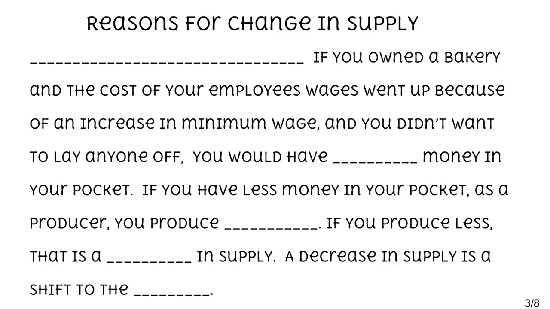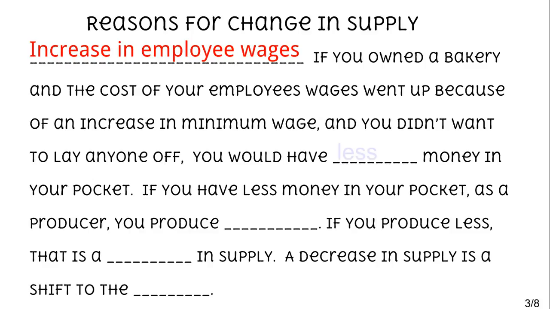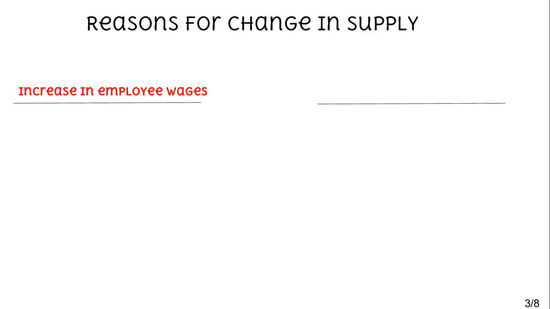Let's go to the second one. All right, so employee wages. If you have to pay your workers more because minimum wage went up and you didn't want to lay anyone off, you would have more or less money in your pocket? If you're paying your workers more, you, as the producer, have less money in your pocket. If you have less money in your pocket as a producer, you are going to produce less. And if you produce less, that is a decrease in supply, and a decrease in supply is a shift to the left.